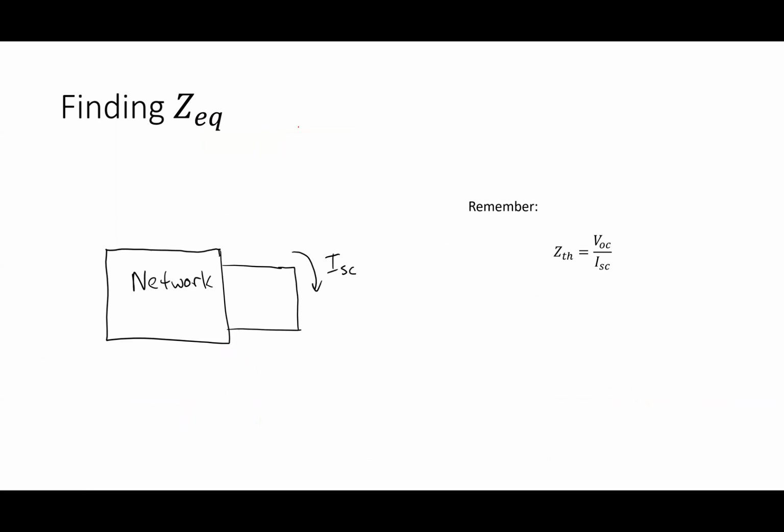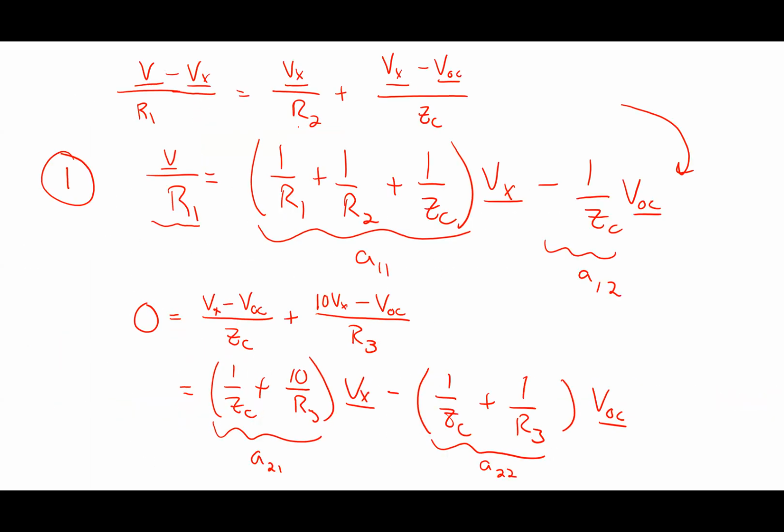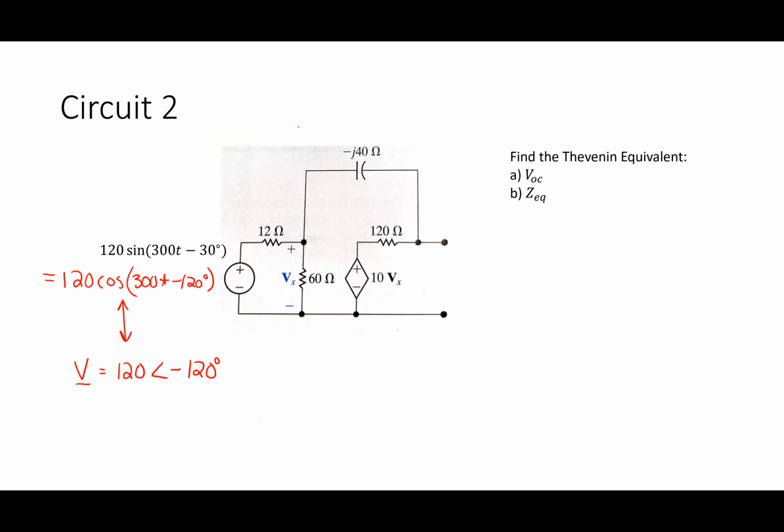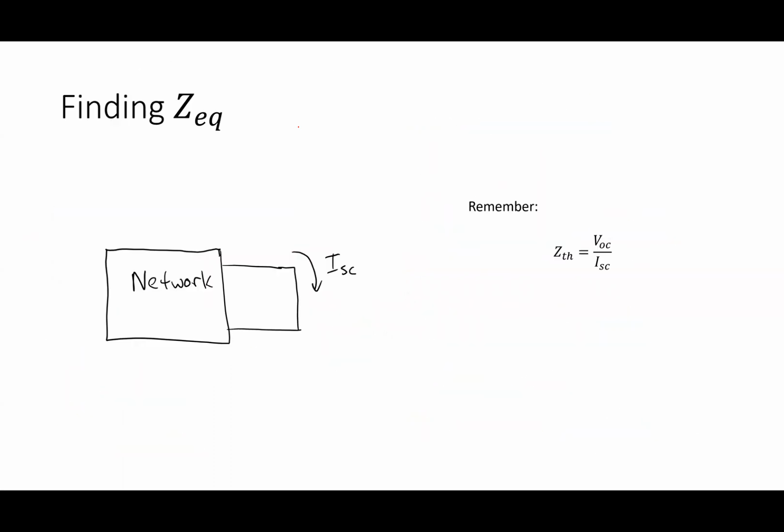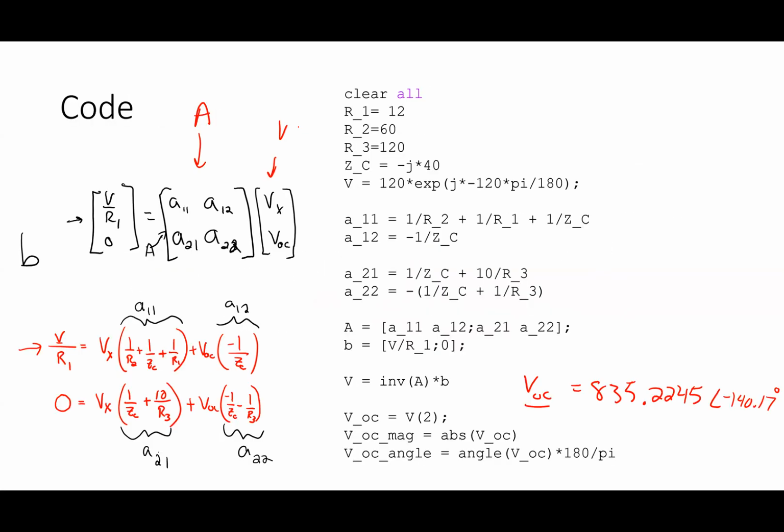The next thing is to find Z equivalent. In this case, I can't look at that circuit and say, what's the impedance looking into those terminals? It's not going to work, right? So what do I have to do? I've got to find a short circuit current. So what I do is I find a short circuit current and I say Z Thevenin is VOC divided by I short circuit. So I put a short circuit on there. I should have redrawn the circuit over here.